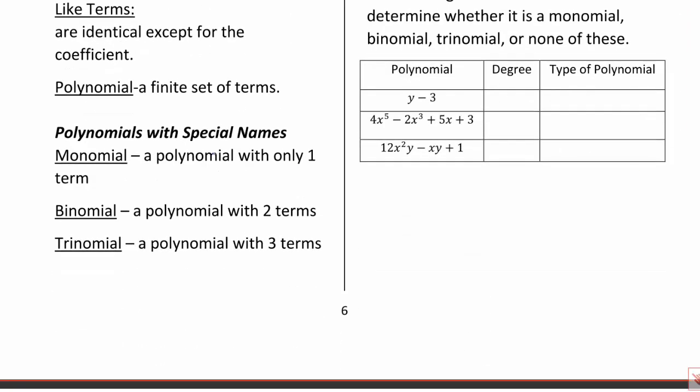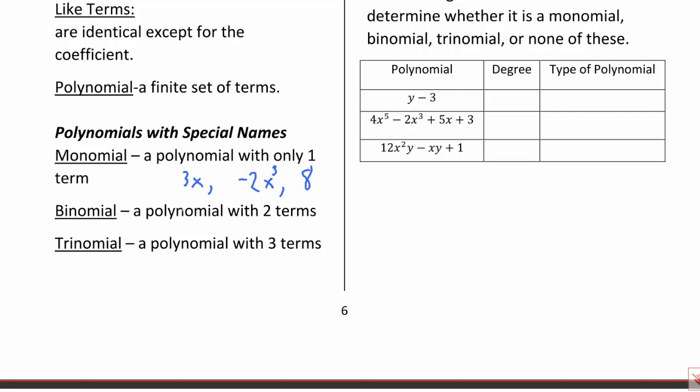Now we do have a bit more nomenclature here: polynomials with special names. A monomial is a polynomial with only one term. Something like 3x would be a monomial. Another one would be, say, negative 2x cubed. That would be a monomial. Another one would be something like 8. That's a monomial because it's just a constant term. All constants, if it's just the constant itself, are monomials.